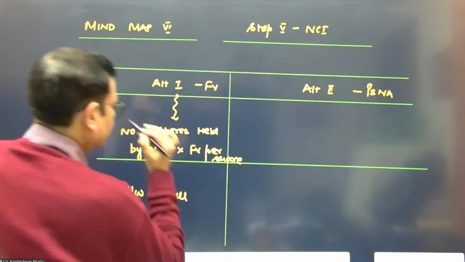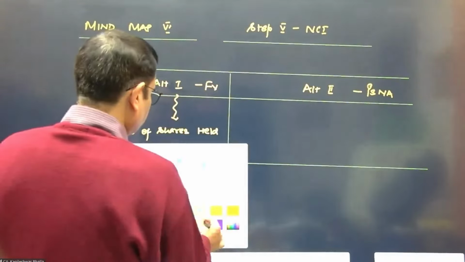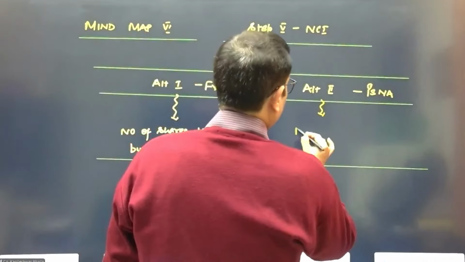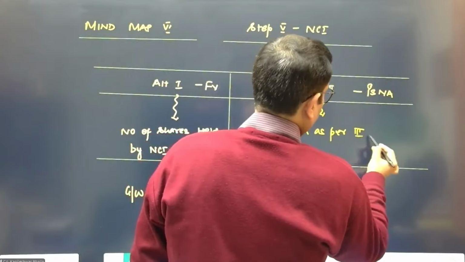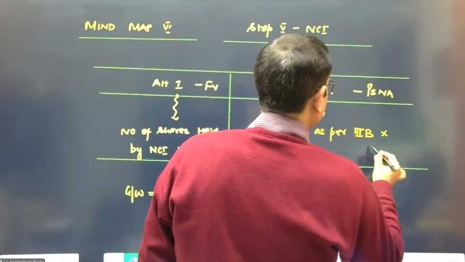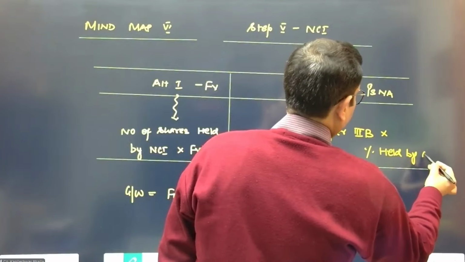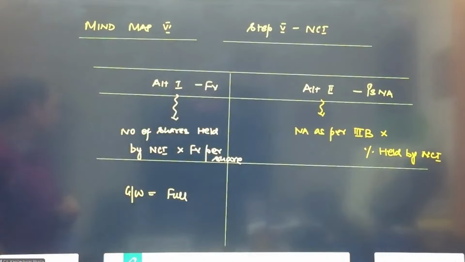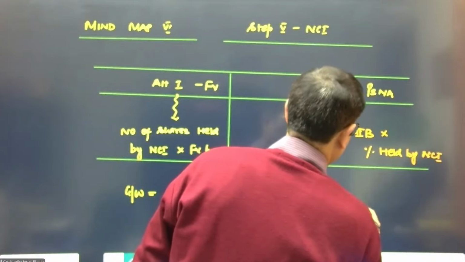Full goodwill. That's right. And when you consider the NCI at PASNA, we need to consider in this particular case the net assets as per step 3B. You've taken the net assets as per step 3B into the percentage which is held by NCI. So we consider what is the percentage stake held by NCI, and it goes without saying that goodwill in this case becomes partial.